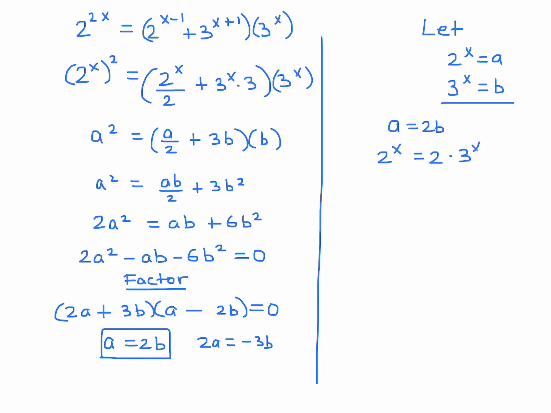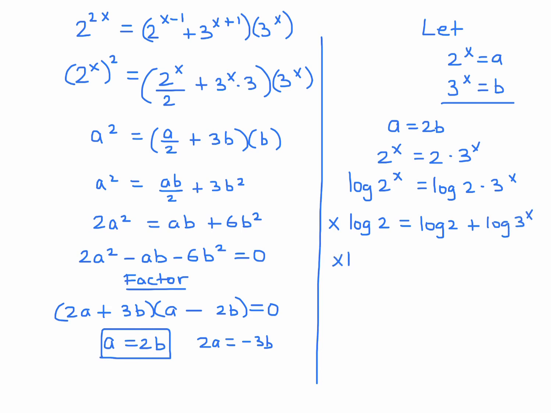Correct? Now we introduce logs back in, and let's just do it to base 10. Log of 2 to the x equals log of 2 times 3 to the x. Using log rules, I can bring the x out front, and then this one I have to break up first, log of 2 plus the log of 3 to the power of x. And then this becomes x log 2 is equal to log 2, and then bring the x out front, log 3. And then put x's all on one side.